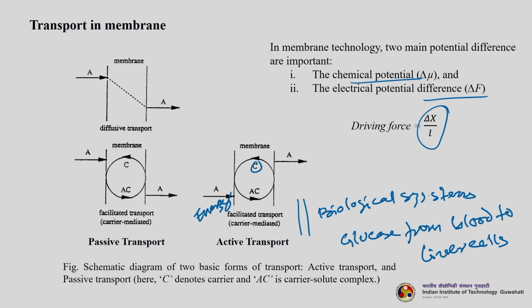So, we are trying to act against the concentration gradient, that means we are going from low to high, not from high to low. So, we need some energy. Energy is provided in biological systems by ATP, adenosine triphosphate, or ADP or NADP, and there are so many other varieties also.